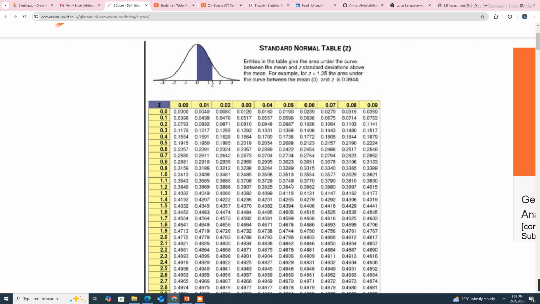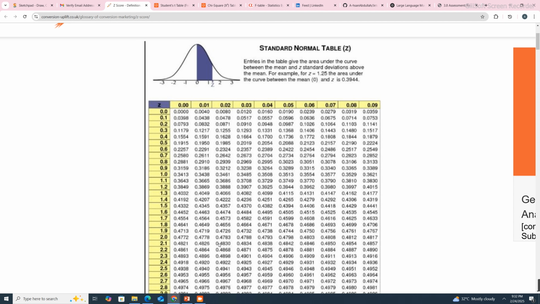So that would be 0.3944. So let's say you have to look for 2.12. You check 2.1 here, then you add the 0.02 on this side, and that will be 0.4830. So that's how to simply check the z table.